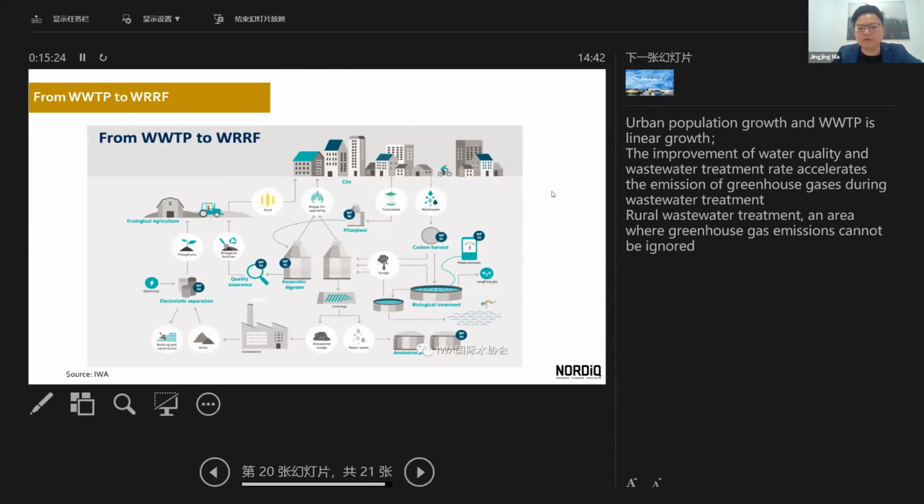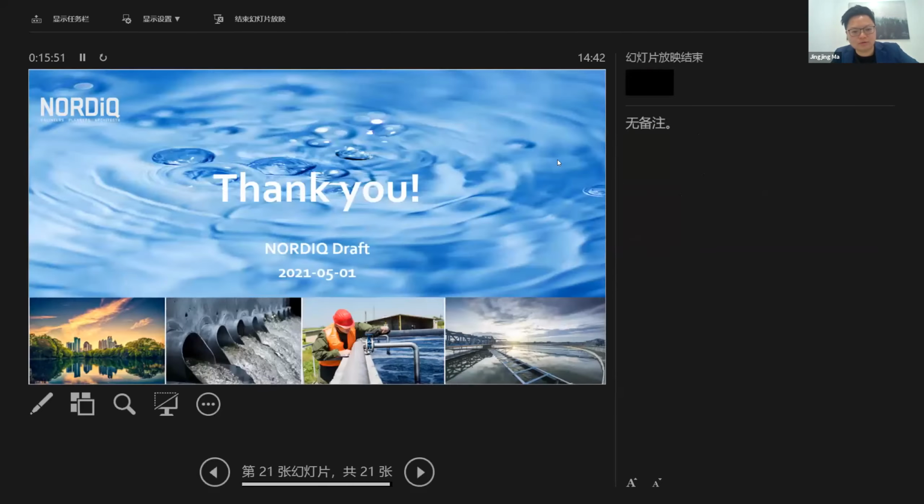Upon the final one, we think the improvement of the water quality and the wastewater treatment rate accelerates the emissions of greenhouse gas during the wastewater treatment process, and definitely the rural wastewater treatment sector, which will increase a lot over the next 10 years, cannot be ignored. So this is mostly ours. Thank you.